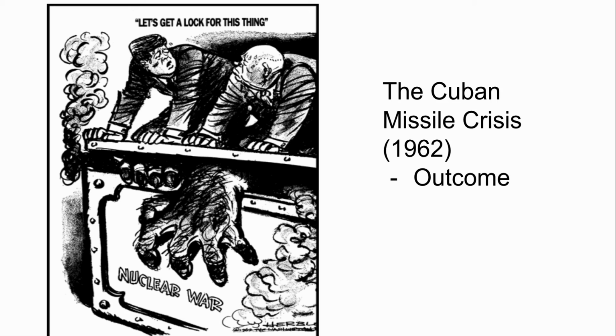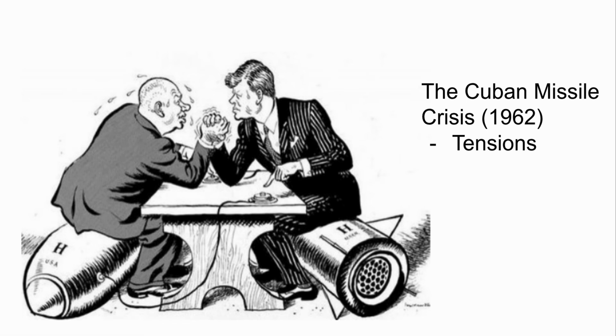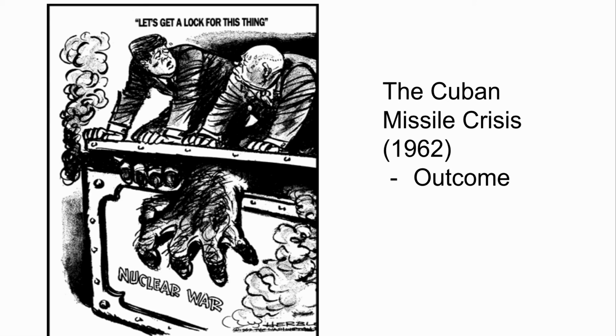And here we see Kennedy saying, let's get a lock for this thing, the monster of nuclear war, keeping it closed. So they're going to work together. We've gone from this, where they're really on the edge of nuclear war, to this, where they're working together to stop nuclear war. They realize the world has come perilously close to nuclear war.